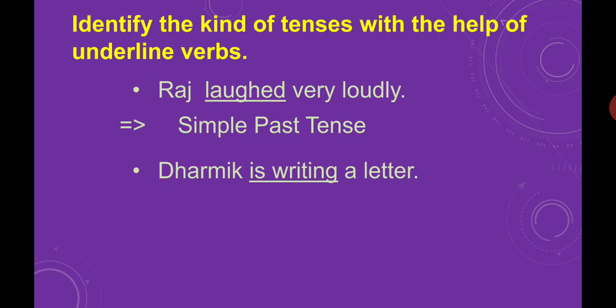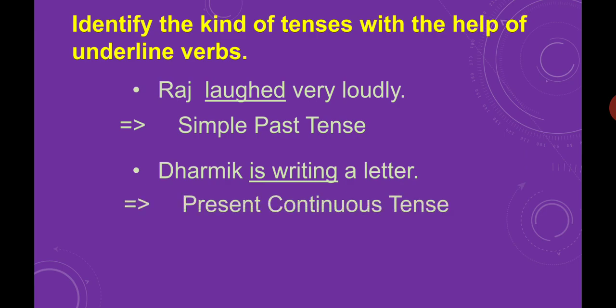Dharmik is writing a letter. What is the underlined word? Is writing. Is with the ing form of the verb. In which tense do we use is, am, or are plus ing? Have you remembered? Yes, correctly. It is the present continuous tense. This is the way you can identify the kind of tenses.